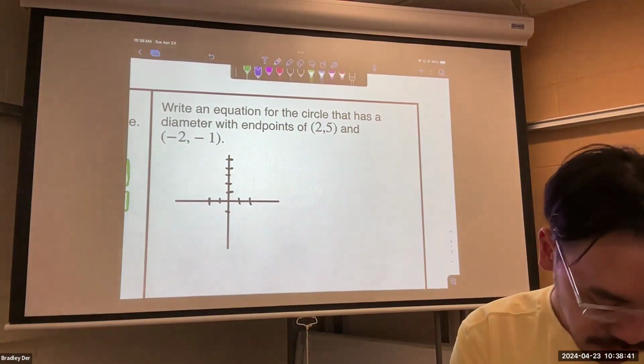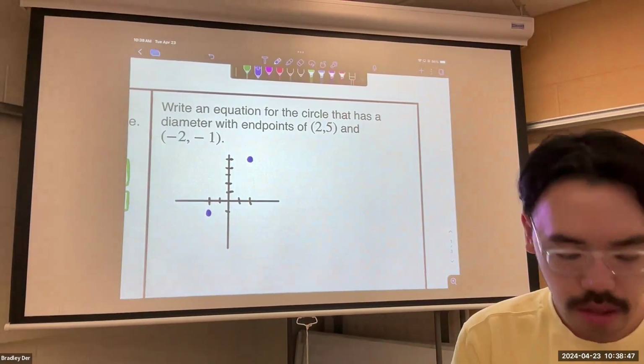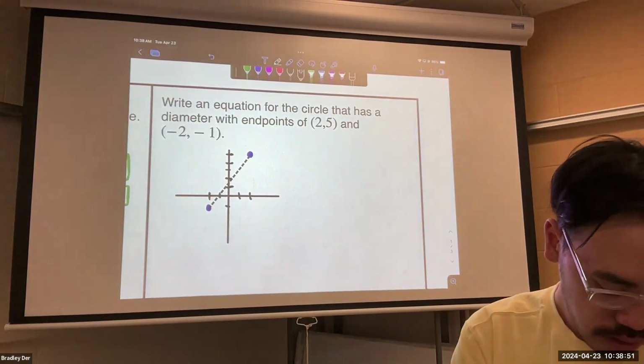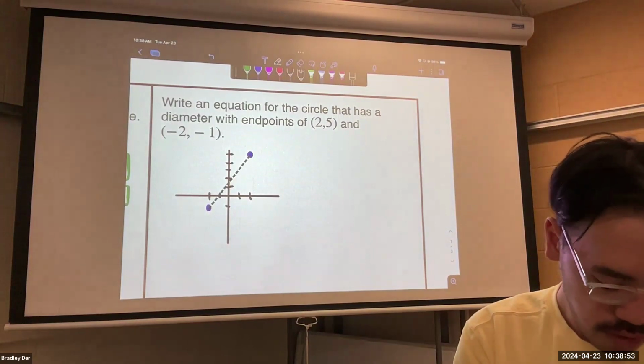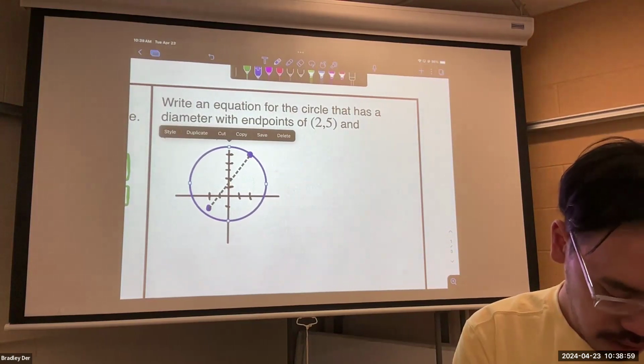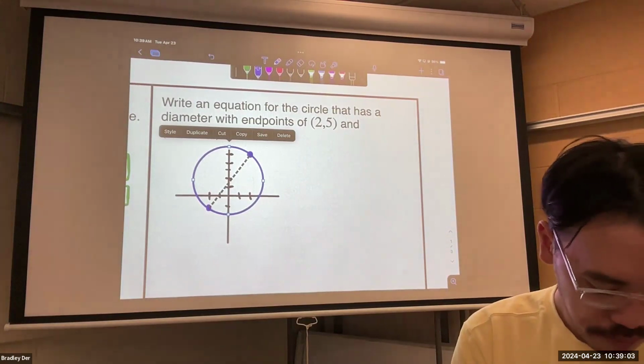So (2, 5) and (-2, -1). And we have a diameter of the circle running between those 2 points. And the actual circle itself would be about there.